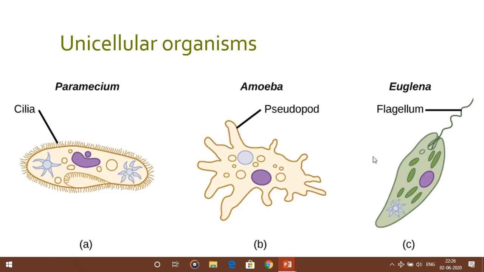Now the third one, euglena. It has a flagellum which is used to move, and like paramecium, it is a single cell. Amoeba also has only a single cell. There are no divisions. Then look at this, euglena with a single cell. So these are the unicellular organisms.